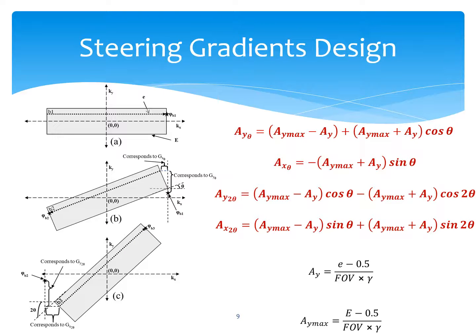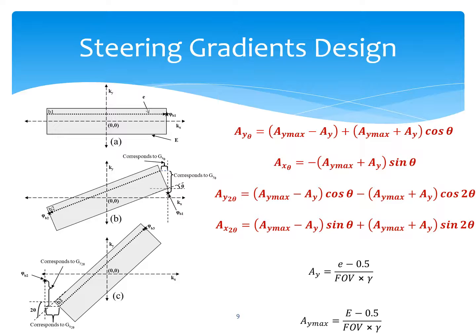Here is a look at the equations for the parameters for the gradient design. Figure A shows the horizontal blade that is parallel to the KX axis, followed by blades shown in B and C that have an angle of theta and 2 theta respectively. The initial phase encoding gradient played at the beginning of the gradient echo train sets up the K-space location at the beginning of the line B1.